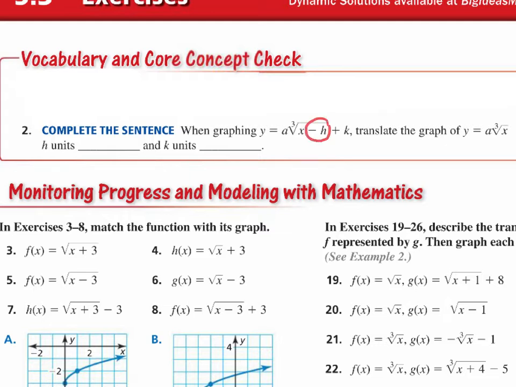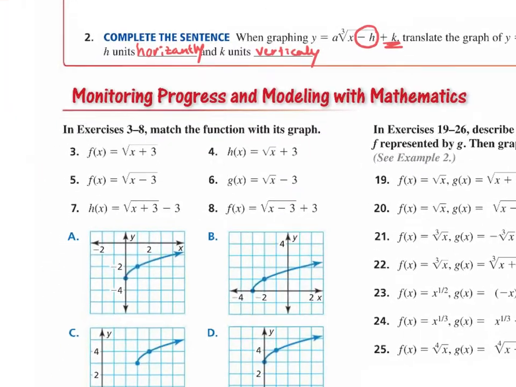So h is under the square root. So if something's under the square root, we're moving horizontally or vertically? Horizontally. I think I spelled that wrong, but it's fine. And then we're going k units vertically. So whatever we add or subtract outside, we move up or down. Whatever we add or subtract inside, we move left or right.